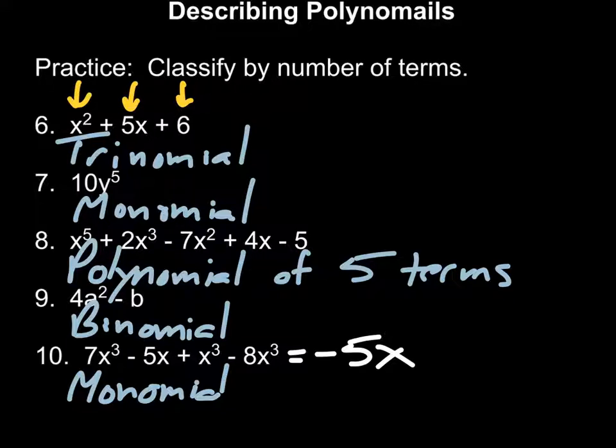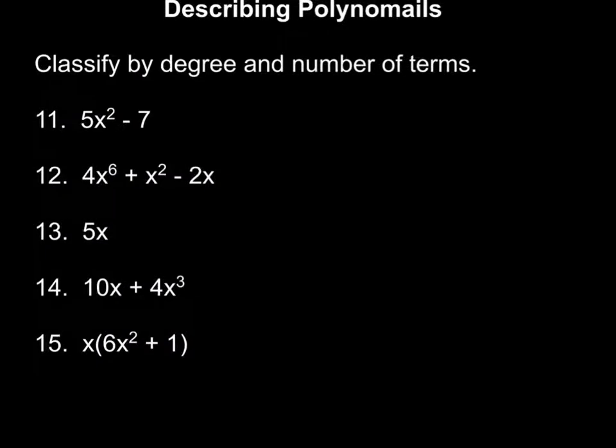Now, having classified by both degree and number of terms, we now are going to do both. We're going to classify each of these by degree and number of terms. So to start with, please write down the expression for number 11, and then I'm going to walk you through how to do that first one.